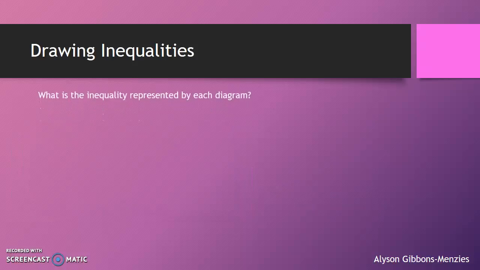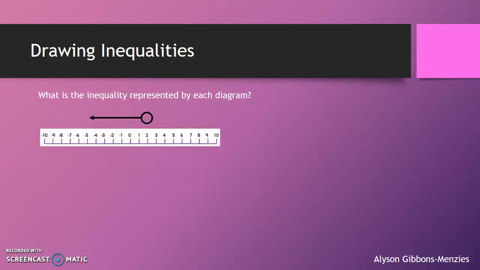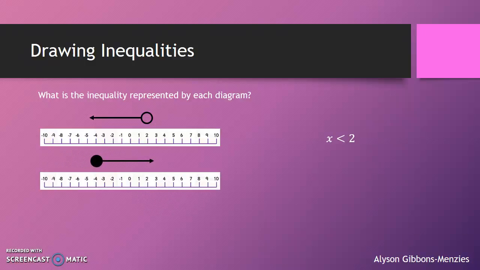Drawing inequalities. What is the inequality represented by each diagram? So here we've got an open circle starting at 2. So x is less than 2. Here we've got a circle filled in starting at -4 going to the right. So we can say x is greater than or equal to -4.